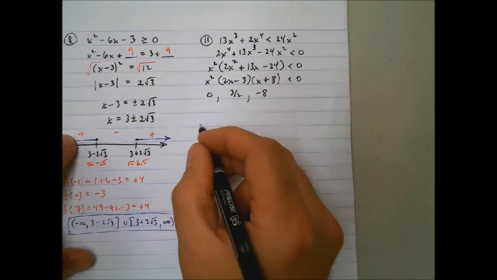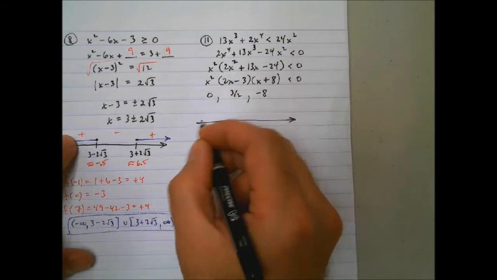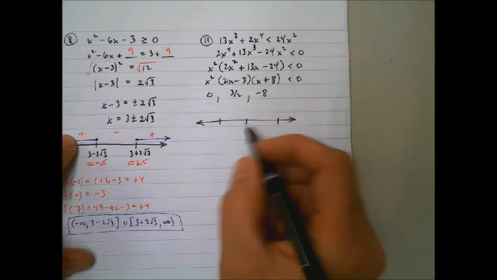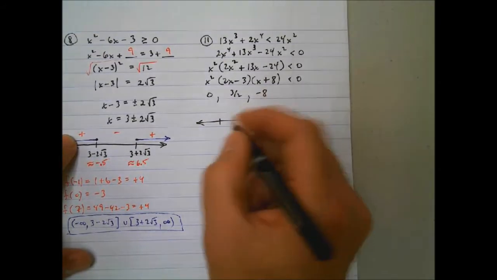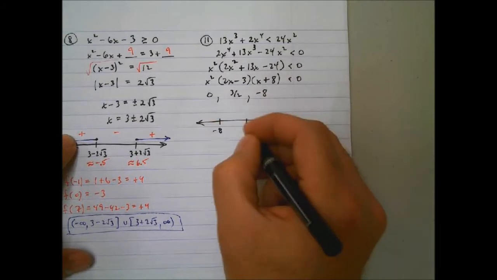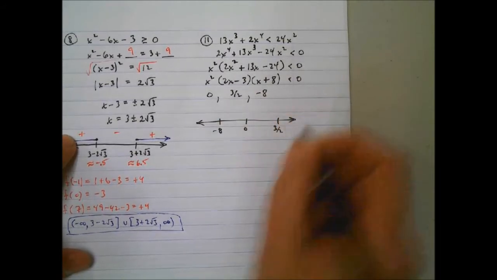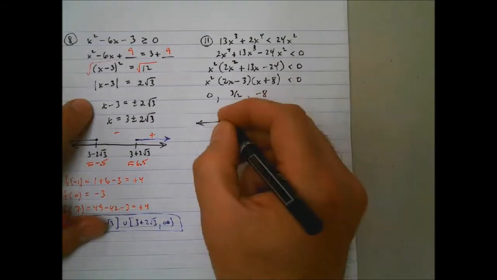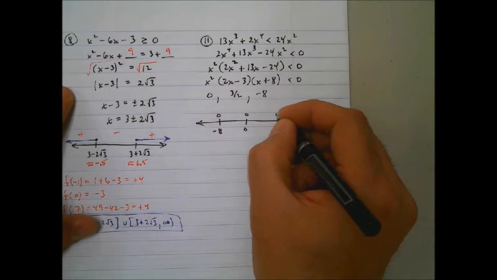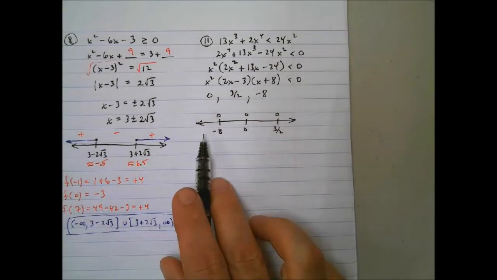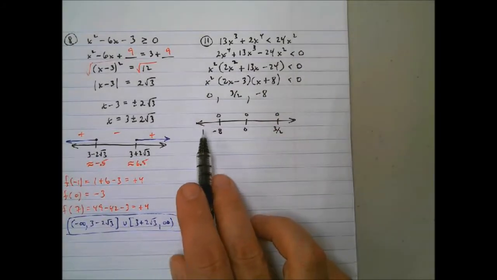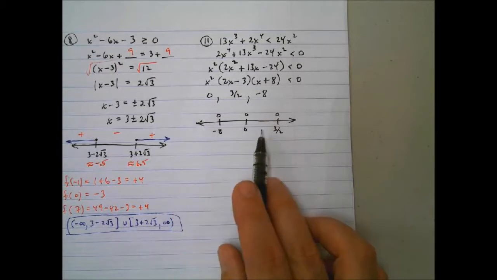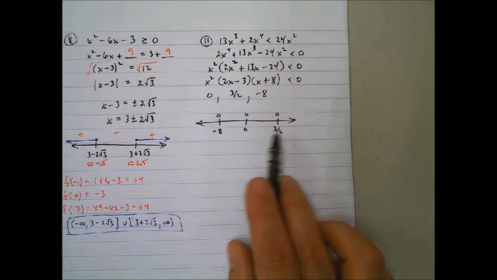Okay, so number line, if you have more than 2 zeros, just make sure that it's in order, smallest ones on the left and biggest ones on the right. So negative 8, 0, 3 halves. Can we touch them? No, there's no or equal part, so no touching them. How many different intervals do we need to test? We need to test 4 intervals, something to the left of negative 8, something between negative 8 and 0, something between 0 and 3 halves, and something to the right of 3 halves.